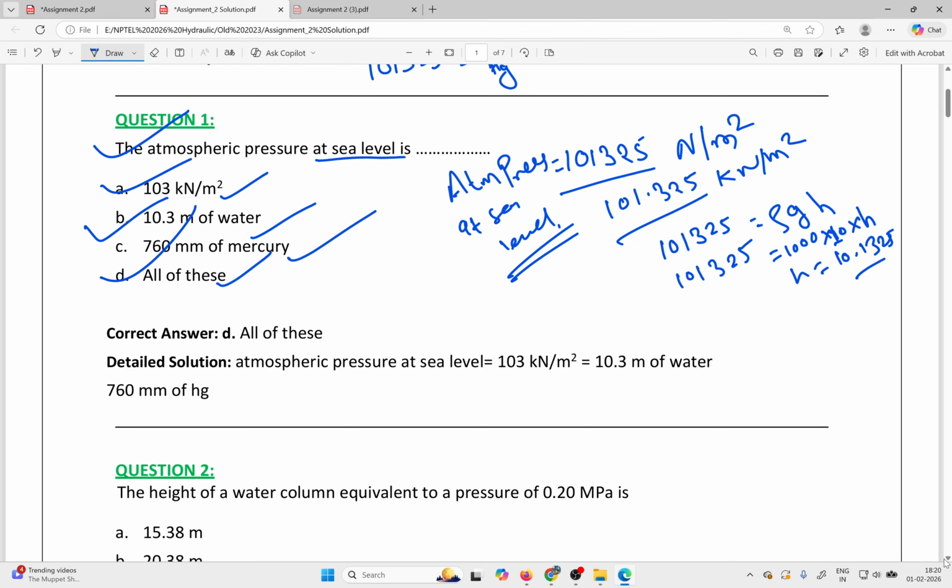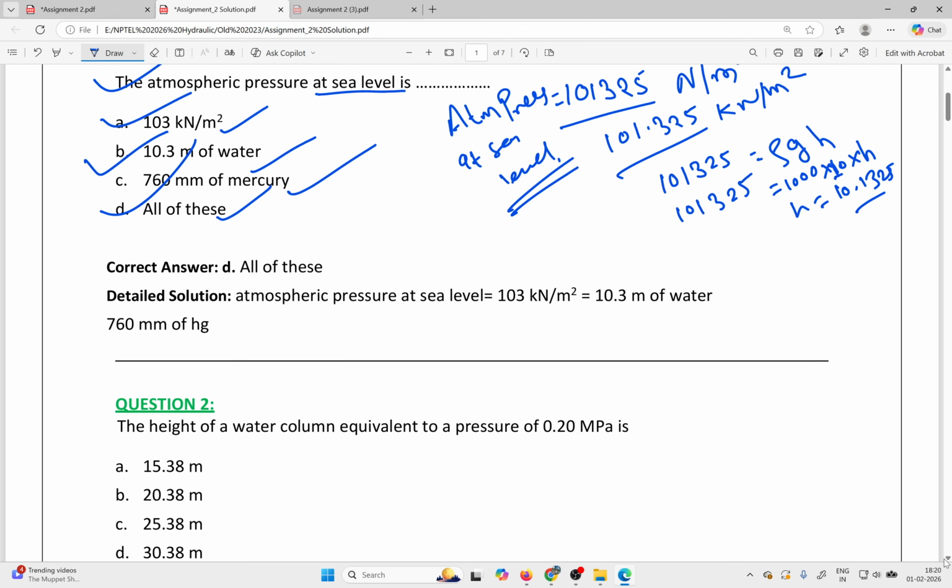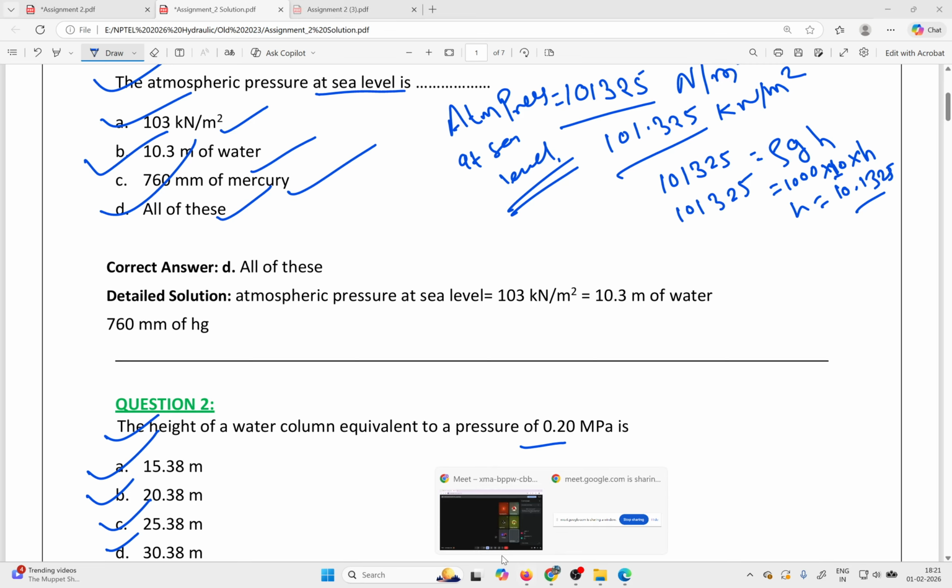Question number 2. Very easy question. Same concept you have to use. The height of water column equivalent to a pressure of 0.2 megapascal is: 15.38 meter, 20.38, 25.38, 30.38. So same question. Please just try to solve.